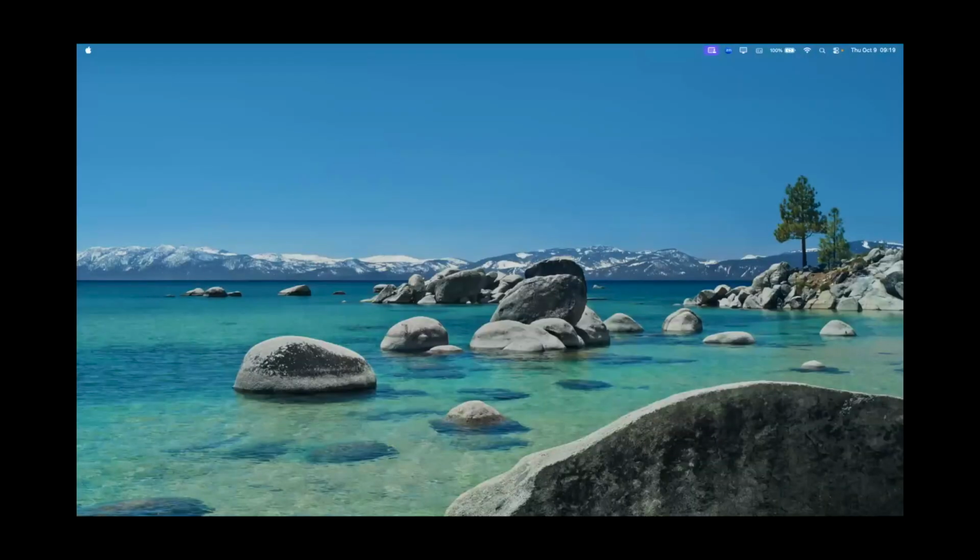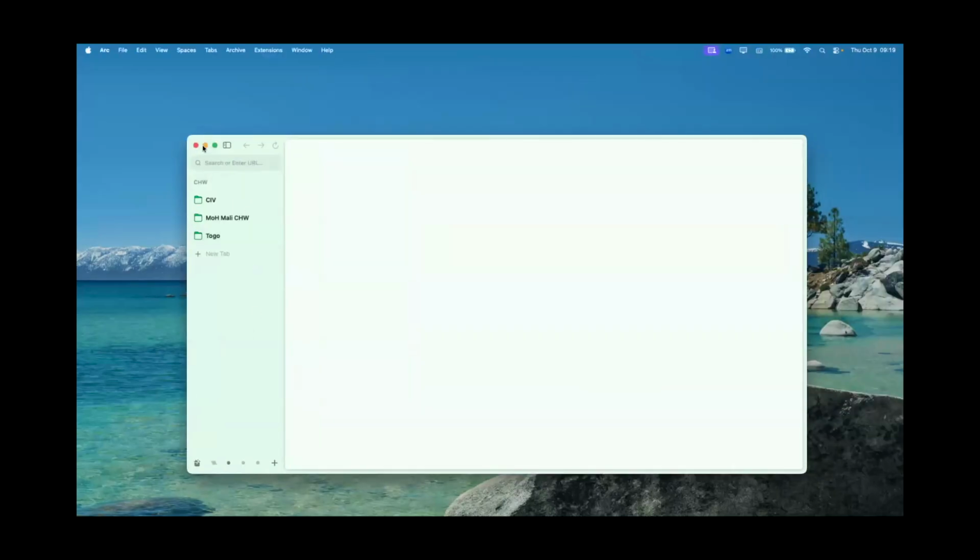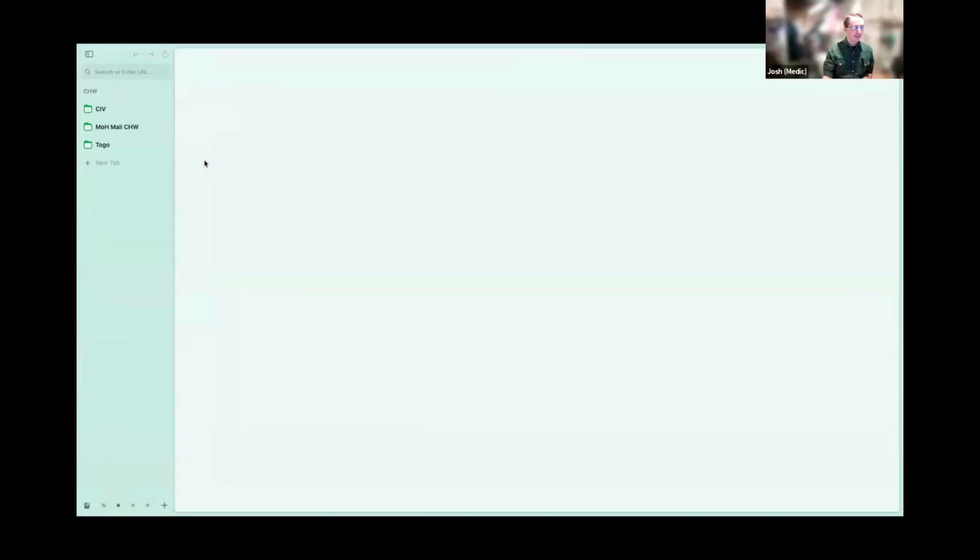I'm going to do a quick demo of that, and if you have any questions, feel free to ask. We'll start with the demo. Let me share my screen. Okay, can you let me know if you can see my screen? Yeah, we can see it.